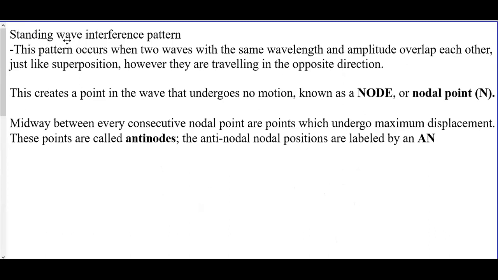So for the standing waveform pattern, the key thing to remember is your node or nodal points, and your antinodes. Sometimes in still form, you would label a node as an N. Other times you label your antinodes as AN, as an example. And that would be just your different types of interference.